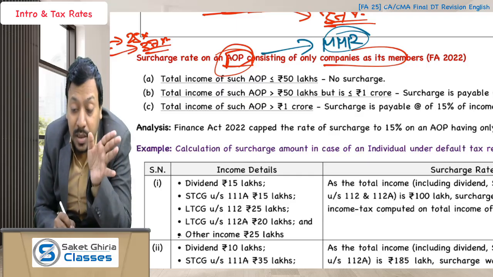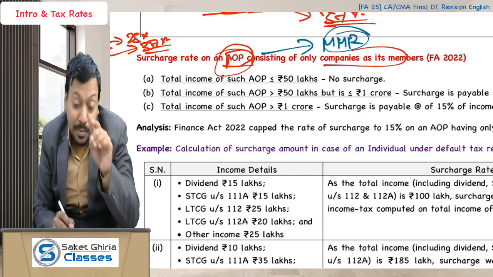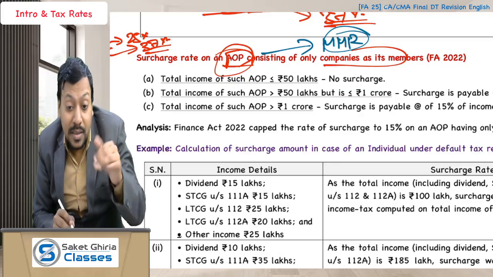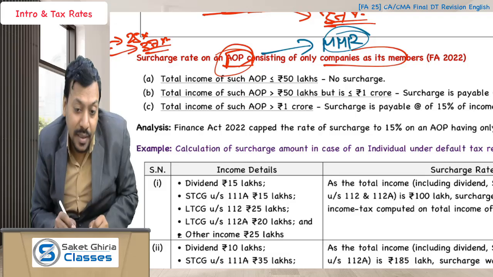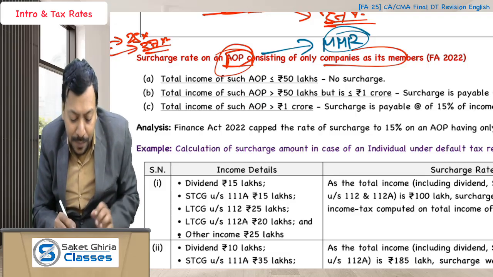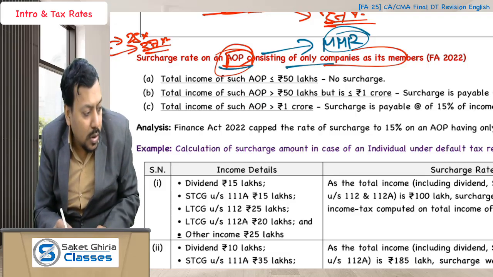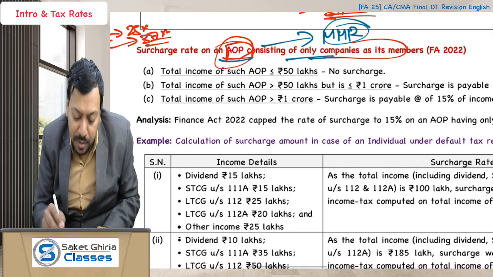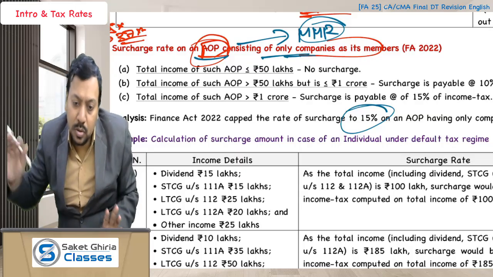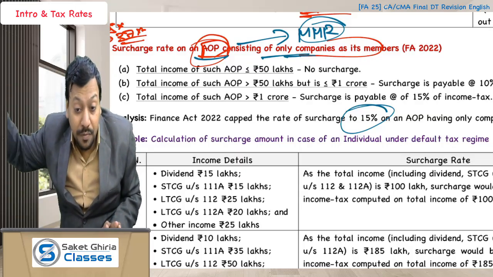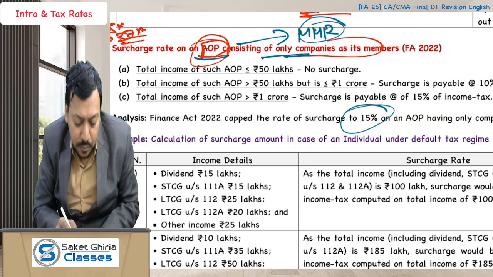So if an entity is already taxable at the MMR, is it rational to impose a surcharge of 37% on that entity? No, sir. So we have said, okay, for an AOP consisting only of companies as its members, the surcharge is payable at a 15% cap, which means not beyond 15%, no 25%, no 37%.